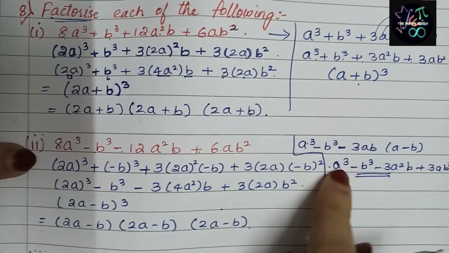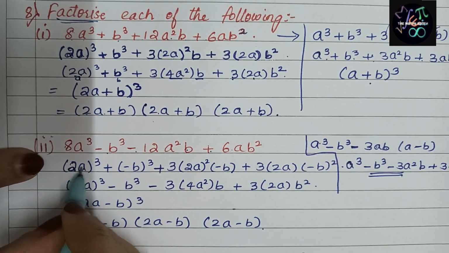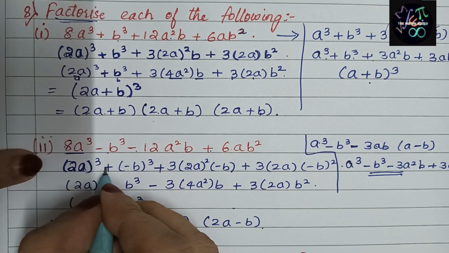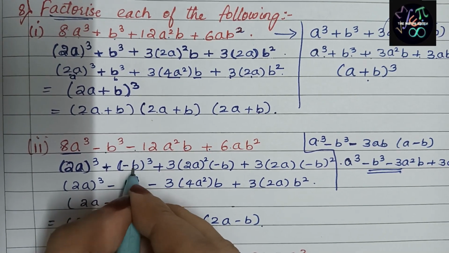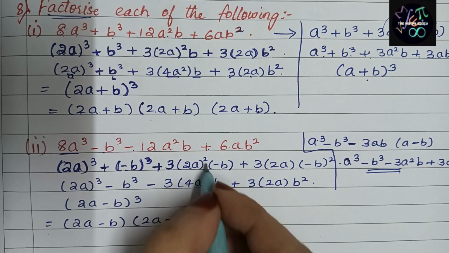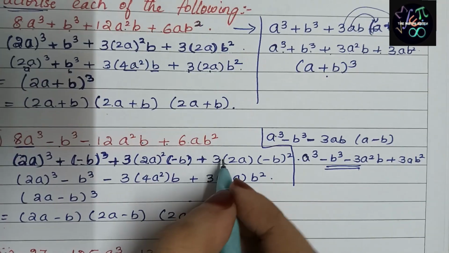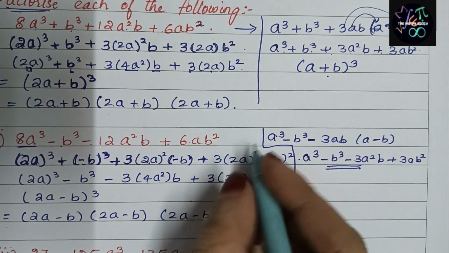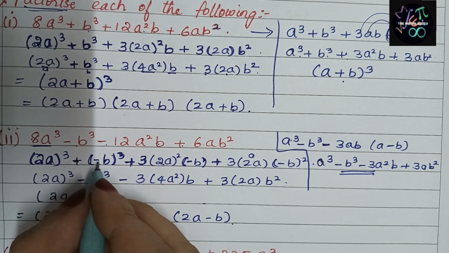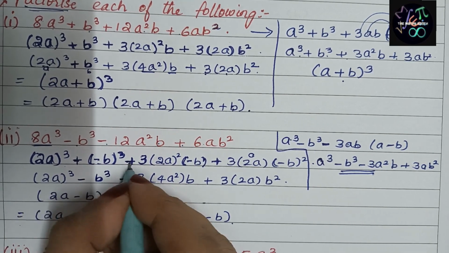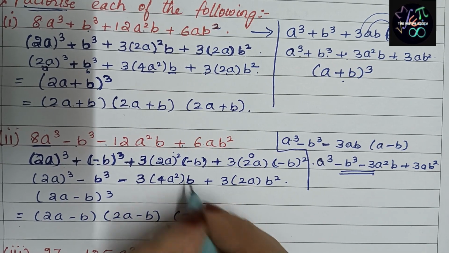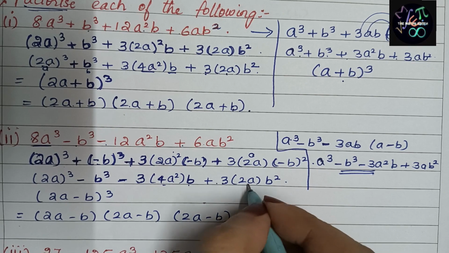So let us substitute now here. 8a cube is nothing but 2a whole cube. So if we solve, we are getting 8a cube only, plus b I have written as minus b whole cube, plus 3, a value is 2a, b value is minus b, plus 3, 2a is a value and b square. Okay, now 2a cube as it is, minus b cube, here also minus 3 as it is, 2 square is 4a, splitted form we have written 3ab plus 3ab square.